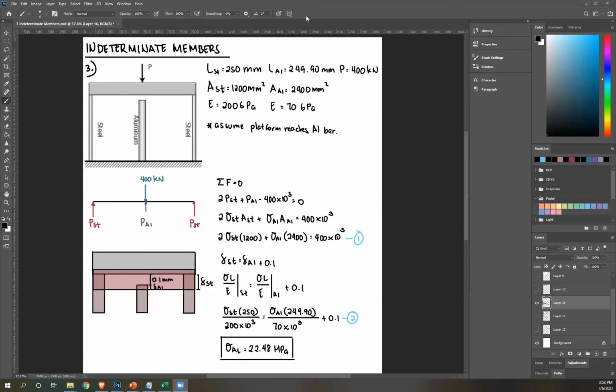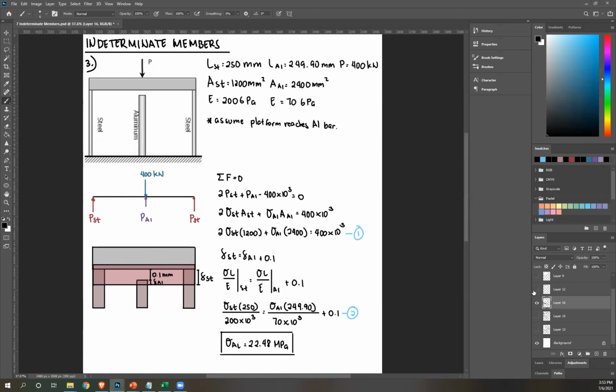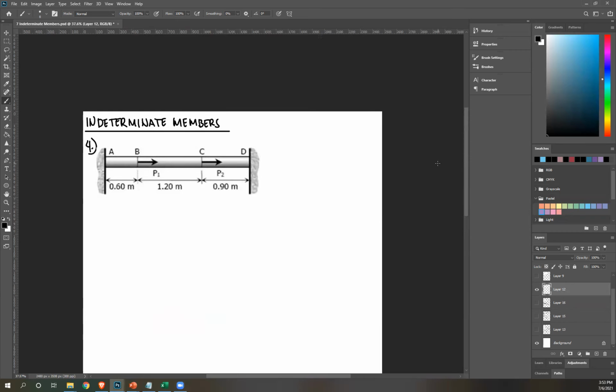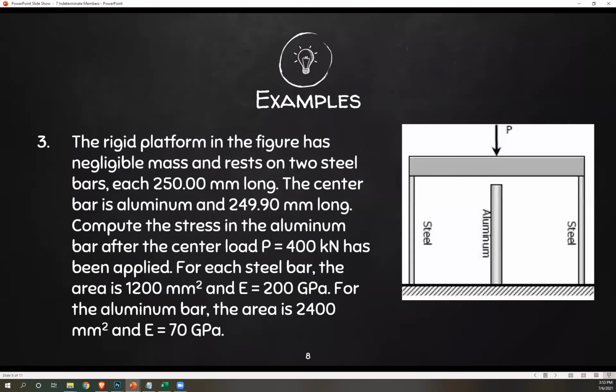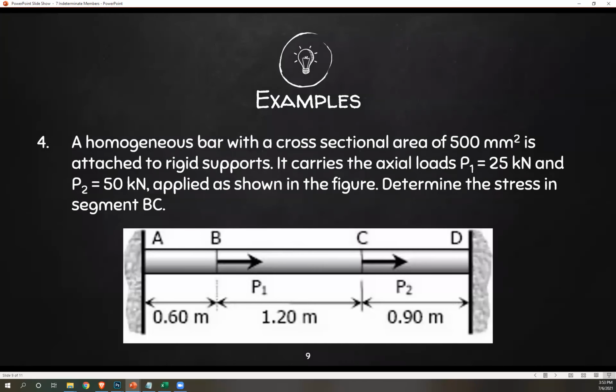Okay, great. Since you don't have any questions, let's move on to number 4. There. Number 4. A homogeneous bar with a cross-sectional area of 500 millimeters squared is attached to rigid supports. It carries the axial loads P1 equals 25 kilonewton and P2 equals 50 kilonewton applied as shown in the figure. Determine the stress in segment BC.